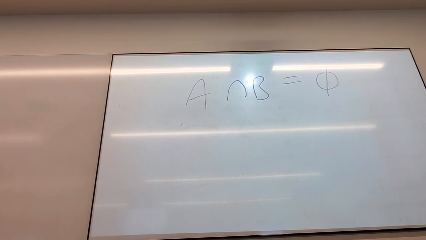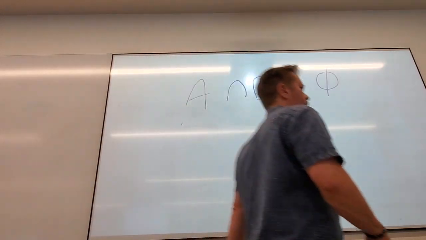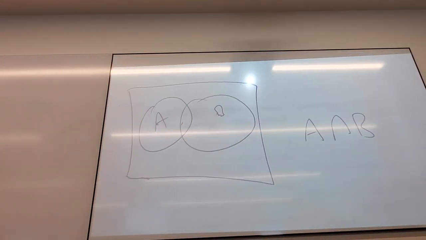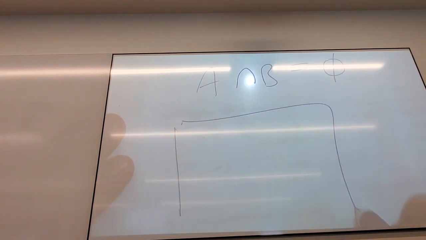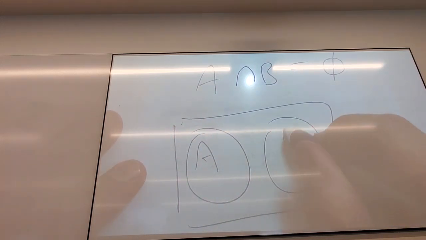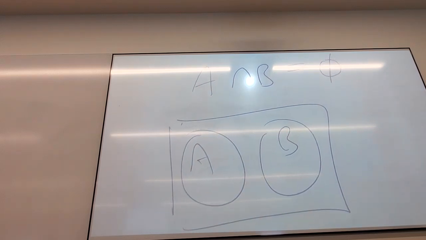Can you draw a Venn diagram where A and B don't intersect? Of course you can. Easy. Did I draw a Venn diagram where they don't intersect? No, they intersect. Can you draw a Venn diagram where they don't intersect? A, B. There you go.